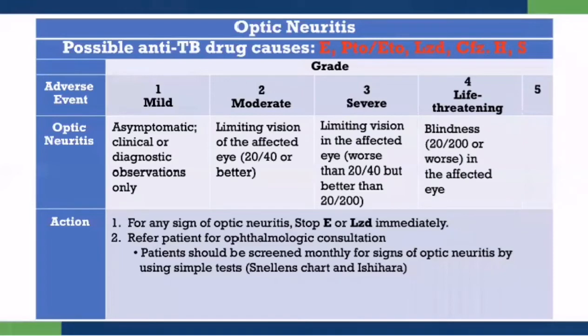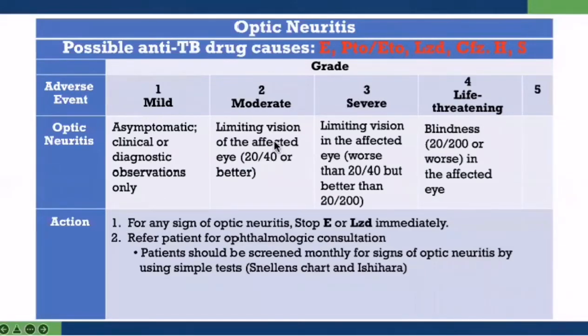So what are the possible anti-TB drugs that will cause optic neuritis? You have the ethambutol, prothionamide, linezolid, clofazimine, isoniazid, and your streptomycin. Although we are no longer using streptomycin because it's an injectable, and now we are using all oral drugs. So linezolid is by far the most common cause of optic neuritis among all of the TB drugs, mostly after 4 months of treatment.